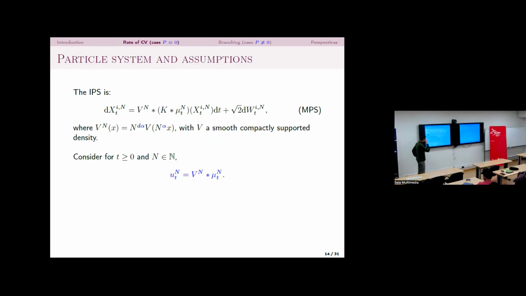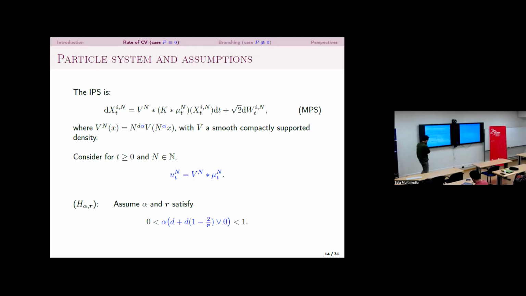So now the particle system. I'm just writing it again here. So that's the mollified one, the one with the mollified kernel here. And I will also consider the objects: the empirical measure mu n of this system convolved with V_n. This I will just call u_n.